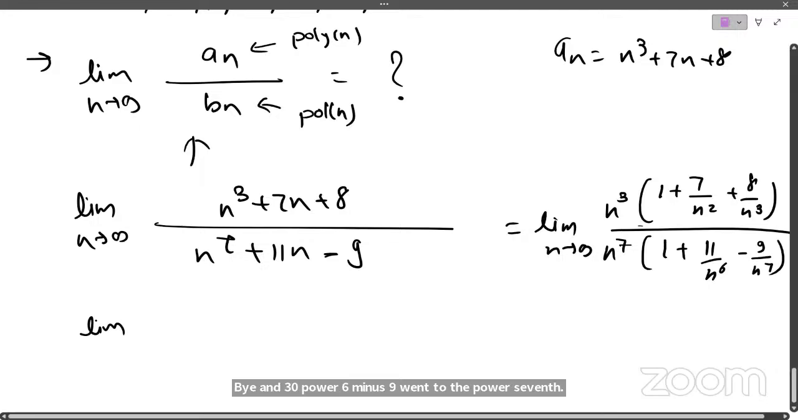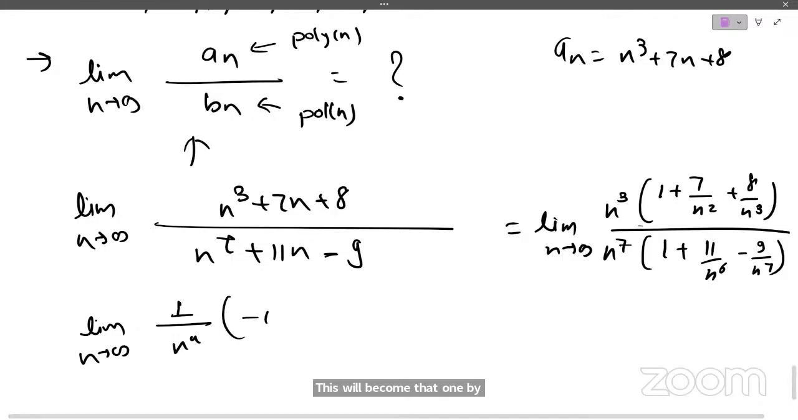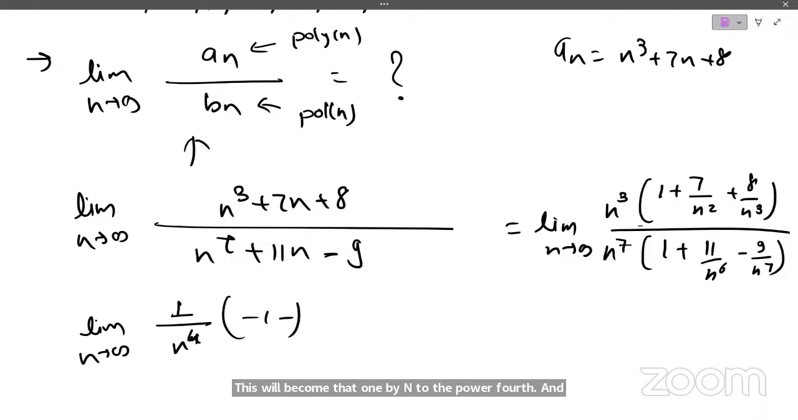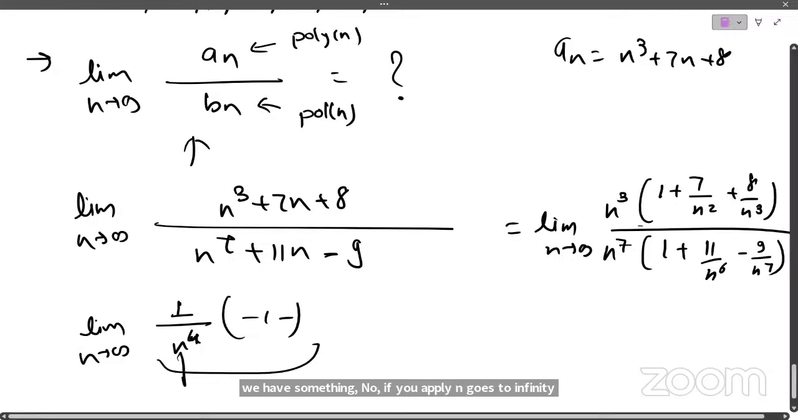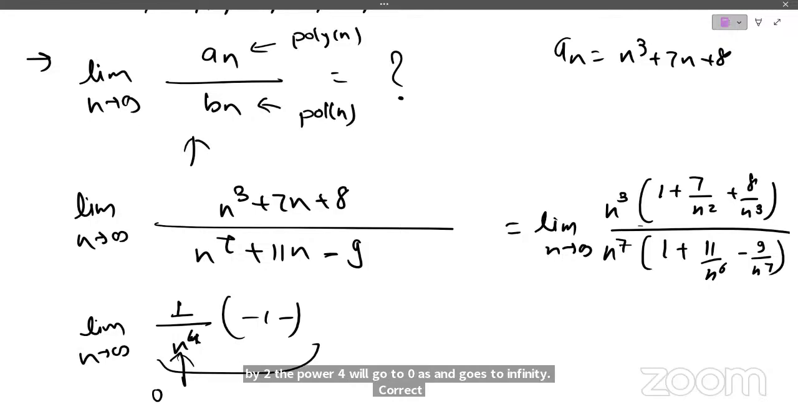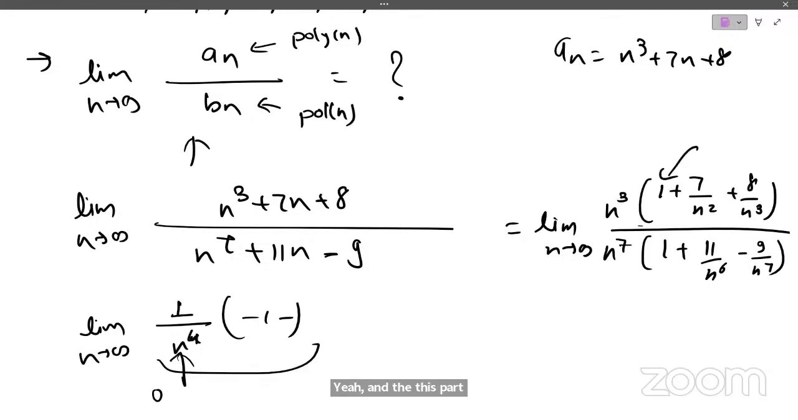So this will become the limit as n goes to infinity of 1 by n to the power 4, and we have something here. Now, if you apply n goes to infinity on this factor, you observe that 1 by n to the power 4 will go to 0 as n goes to infinity, correct? And this part, 1 plus 7 by n square plus 8 by n cube, as n goes to infinity, goes to 1. Similarly, this part will also go to 1. So what is the limit of our sequence? 0 into 1 by 1, which is again 0.